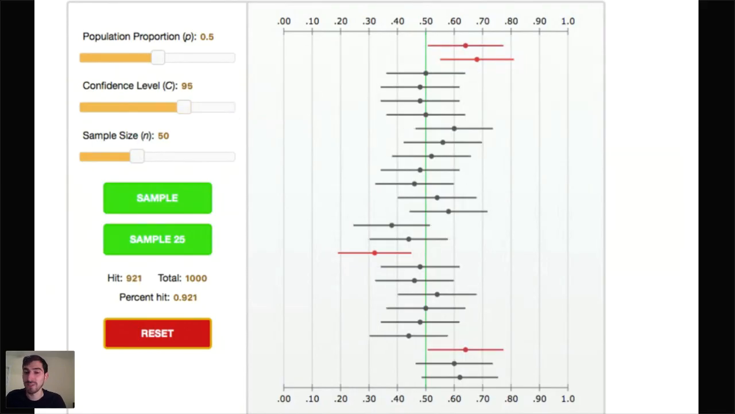And I'm guessing you also know what will happen if I crank up the sample size. What will happen to my confidence intervals when I increase my sample size from 50 to something bigger?